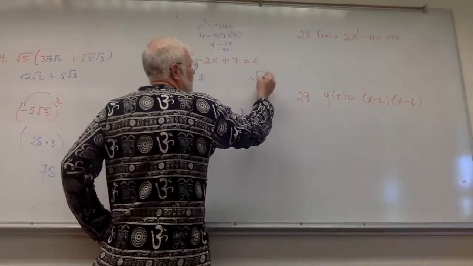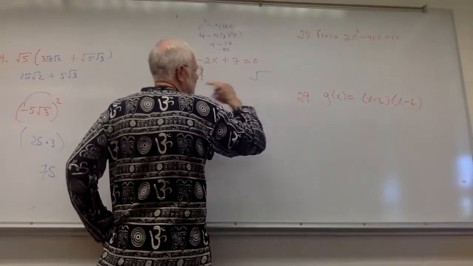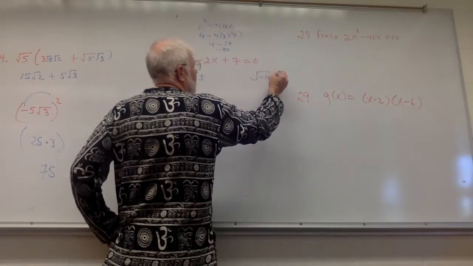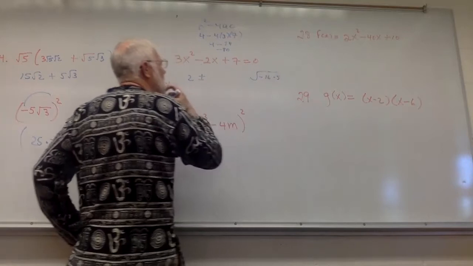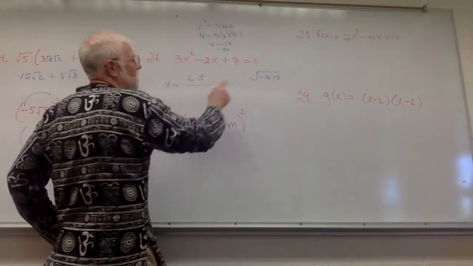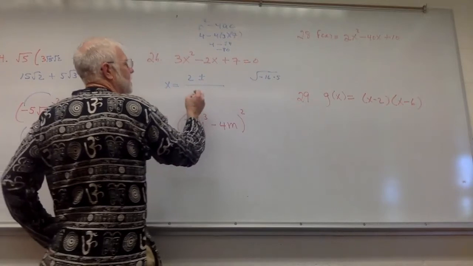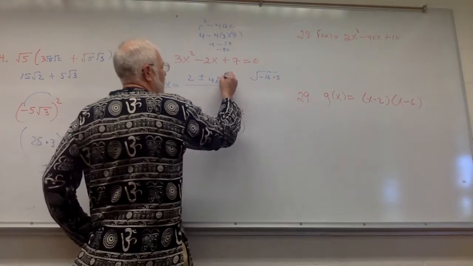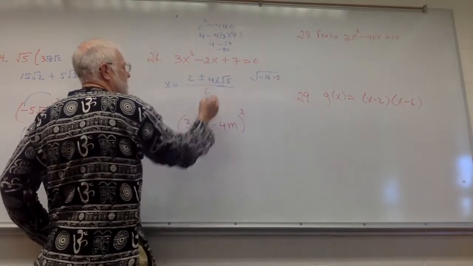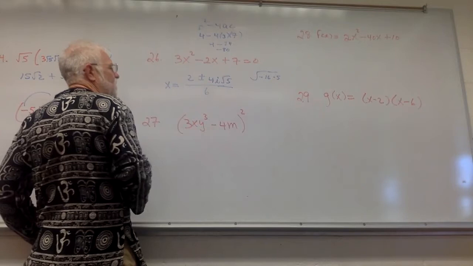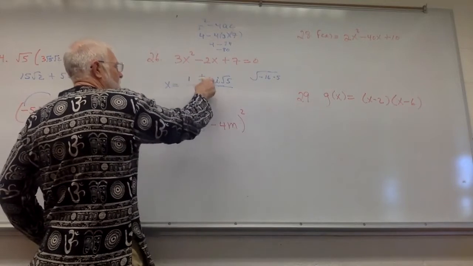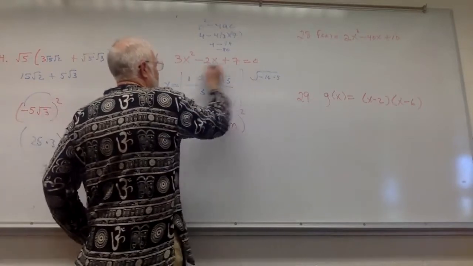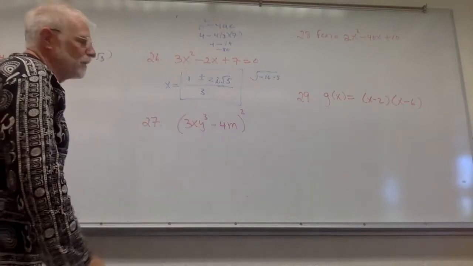I'll do it over here. Is the square root of negative 16 times 5? Yes. Okay? So plus or minus, the square root of negative 16 is 4i, and that's going to be times the square root of 5, all over 2a, which is 6. This baby needs some doctoring up. I'm going to divide by 2. 1, 2, 3. 1 plus or minus 2i root 5 over 3.